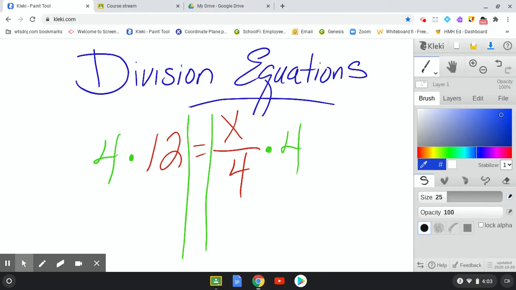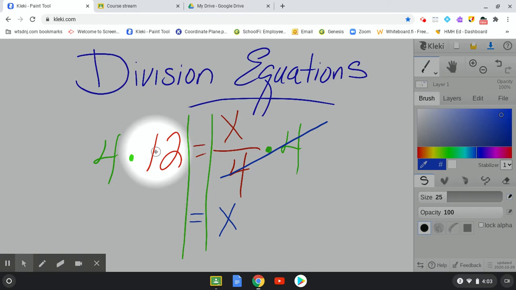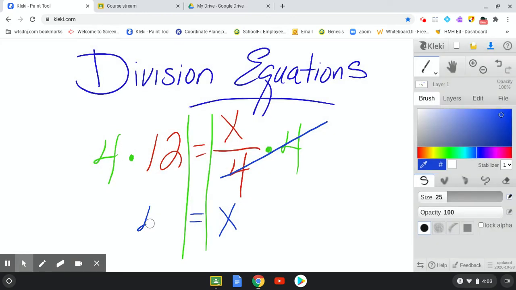These 4s are going to cancel. I'm going to drop down my x. I'm going to drop down my equal sign. And now I need to do 12 times 4. Well, 12 times 4 gives me 48. So in this case, my final answer was x is equal to 48.